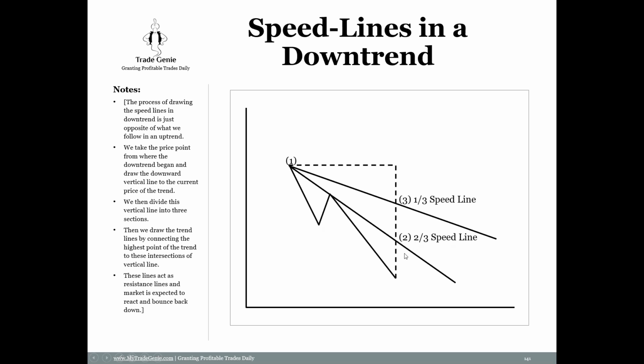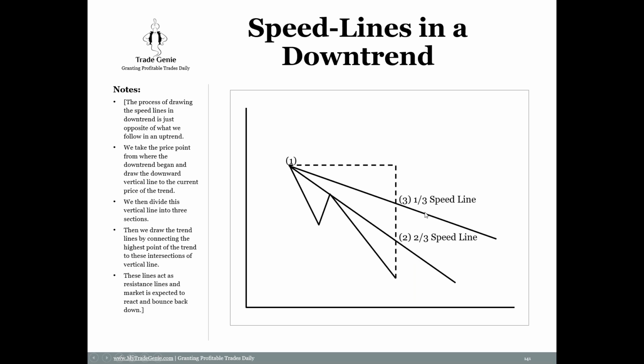So you're taking help of a speed line, which is like a trend line. You're saying, okay, the market can retrace upward and should stop at the 2/3 speed line and then drop further. So the market should retrace upward and then drop further down. If it doesn't happen, if it crosses the 2/3 speed line, then you know where the market is going.